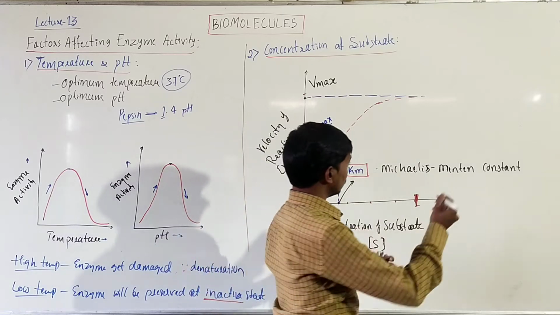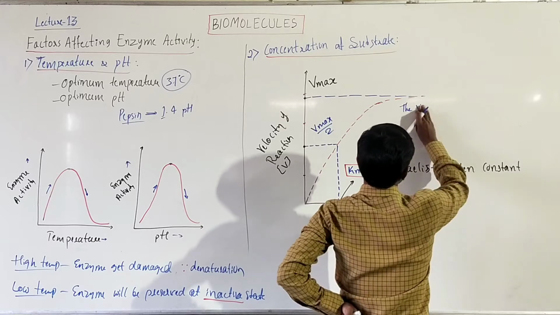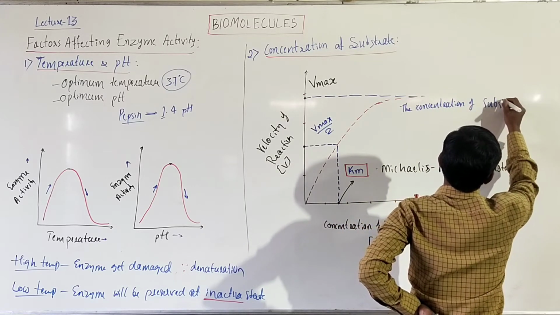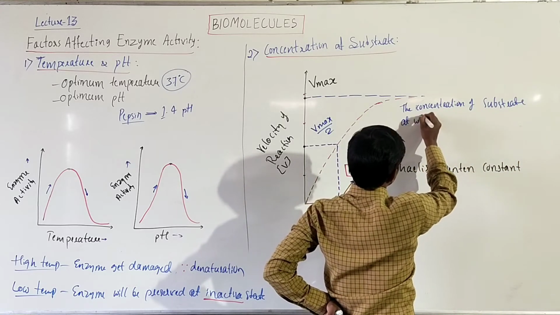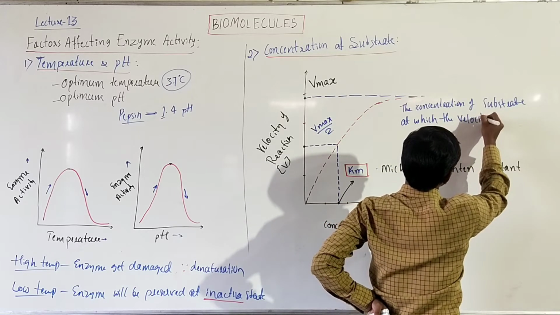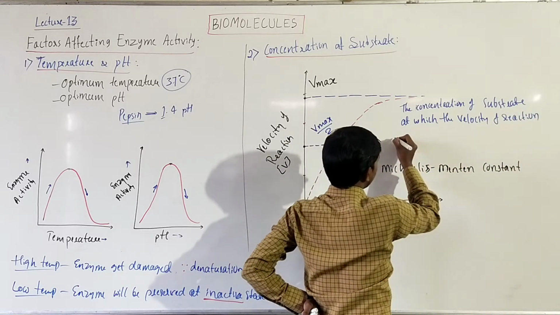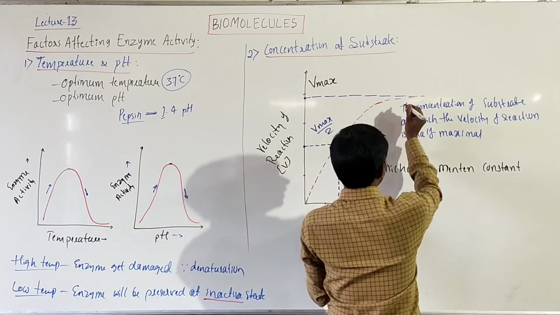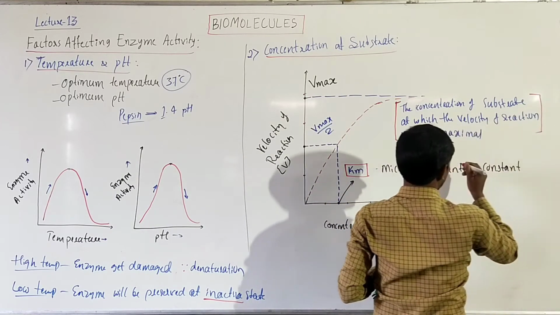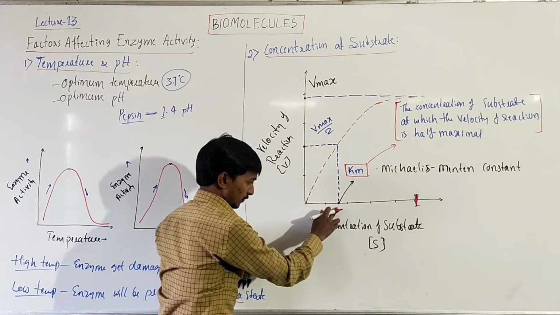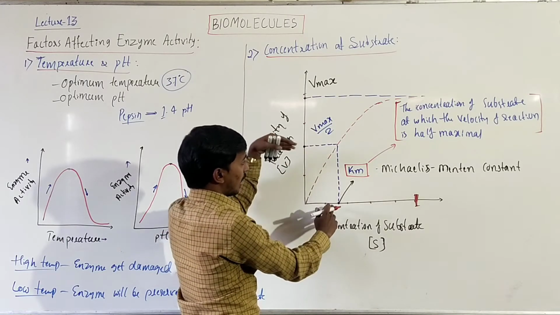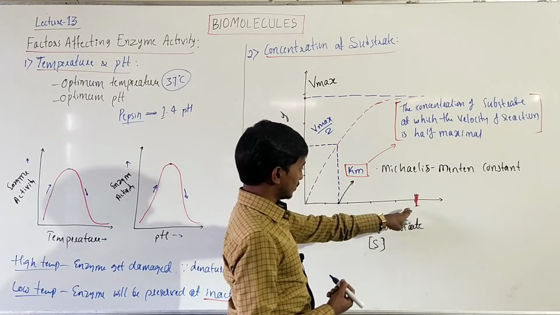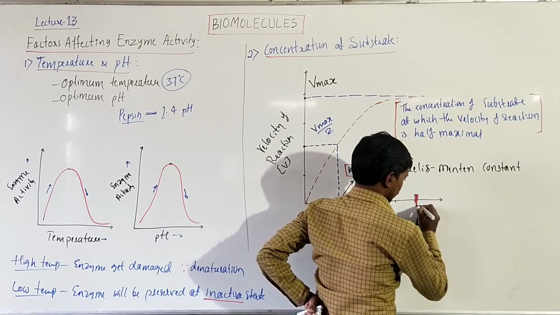Better I will write it here. The concentration of substrate at which the velocity of reaction is half maximal or half maximum. Okay, this is our definition of Km. It means the concentration of the substrate at which the velocity of the reaction is half maximal. This is maximal. This is half maximal. Okay, and you should also remember this reaches the maximum limit when it reaches saturation. This is the saturation point.